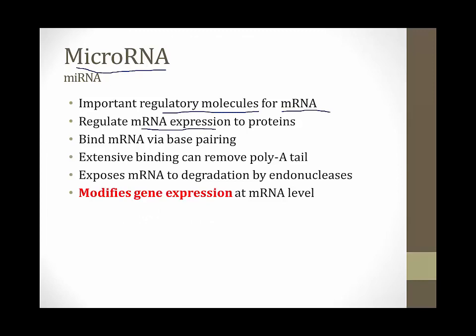The way microRNA does this is by binding to mRNA via base pairing. If there is extensive binding between a piece of microRNA and a piece of messenger RNA, this can remove the poly-A tail. When this is done, this exposes the messenger RNA to degradation by endonucleases in cells. So what this means is that microRNA is a way of modifying gene expression at the mRNA level. The DNA has been transcribed into mRNA, but because of microRNA, the mRNA does not go on to translate into a protein.